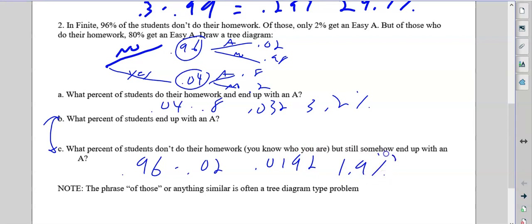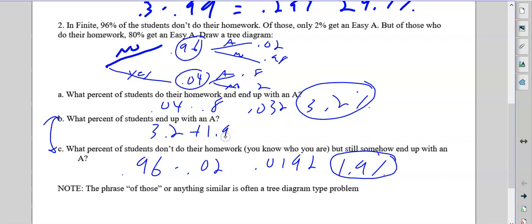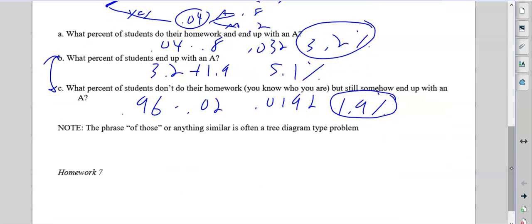Well, those are A's who do their homework. These are A's who don't do their homework. So if we just add 3.2 plus the 1.9, we end up with 5.1%. And that is it. And that is the end of the unit.